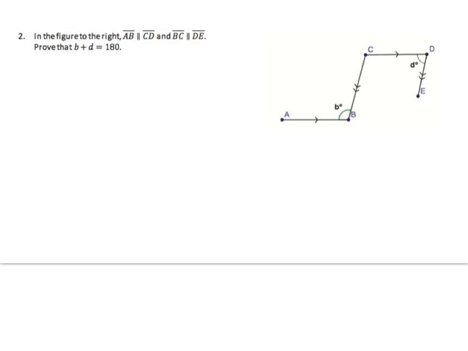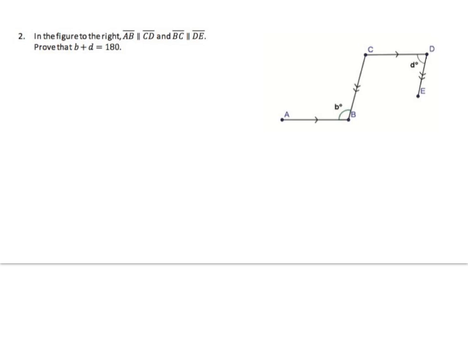Okay, another one in the figure to the right. Segment AB is parallel to segment CD. Segment BC is parallel to segment DE. Prove that B plus D equals 180. Okay? Let's see what we can do here. Just staring at it for a minute. It looks like I have two parallel lines and a transversal. So I can actually say that this angle plus this angle equals 180.